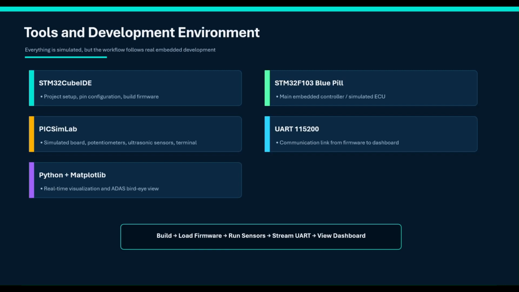The main tools are STM32 Cube IDE, PixemLab, and Python. STM32 Cube IDE is used for pin configuration and firmware development. PixemLab replaces the physical hardware and gives us the Blue Pill board with virtual sensors. UART connects the simulated microcontroller to the terminal or the Python dashboard. Python is used to visualize the received telemetry.